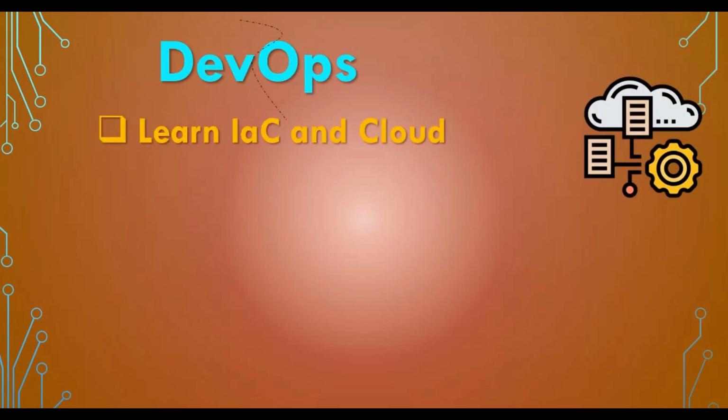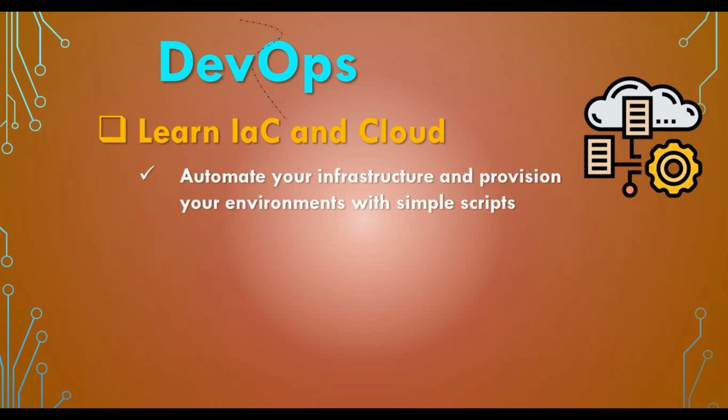Now we are moving to the next topic, which is infrastructure as code and cloud. Once you're done with configuration management, the next topic I would suggest you learn is infrastructure as code and cloud. Why? Because you need to automate your infrastructure and provision it with a simple script, right? You cannot, every time you want to deploy something to a server, manually click on it. I have a clear video explaining what infrastructure as code is. If you have not seen that, you can refer to it as well. I'll also show you the playlist for that.